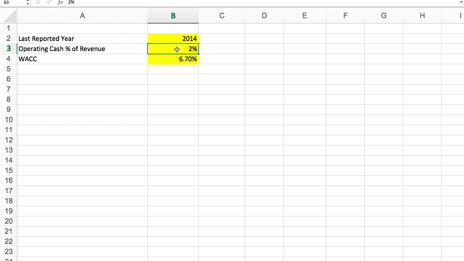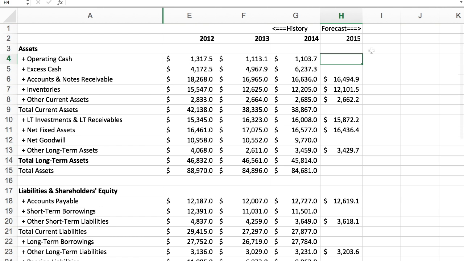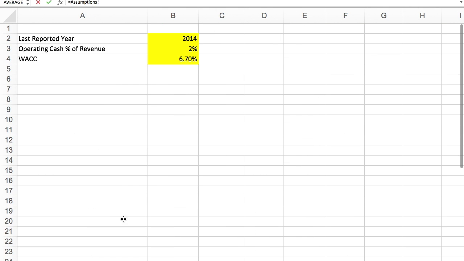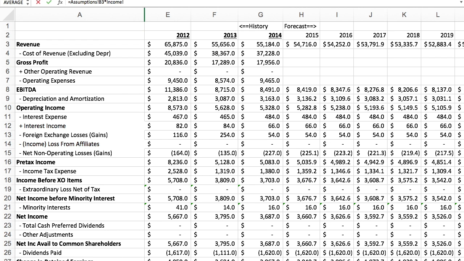Now, as a placeholder, I have in there 2%, which is 1/50th of the year, which is about 1 week of cash, right? We could obviously change it by company, and the book talks about how we can estimate operating cash. But in this case, what I'm going to do is go back to my balance sheet, and I'm going to say equals, from the assumptions tab, operating cash as a percentage of revenue, so assumptions B3, times, from the income tab, 2015 revenue.